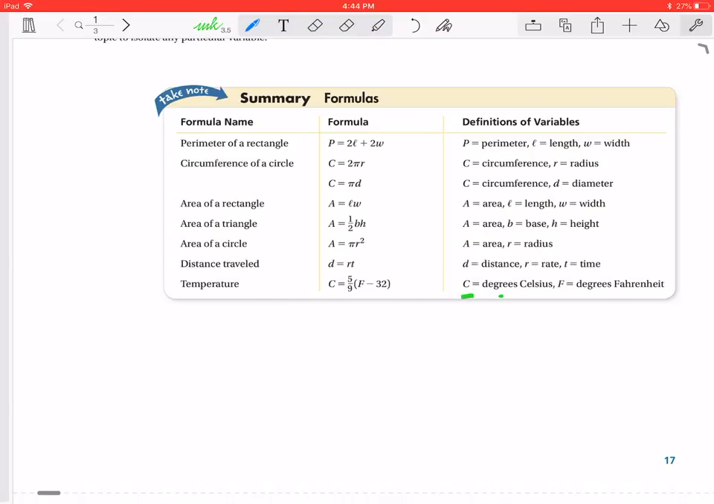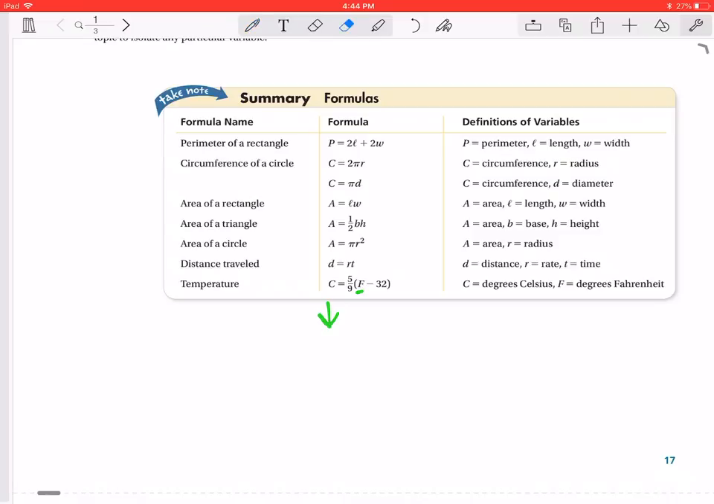The temperature is a formula given. The temperature is C in Celsius, is equal to 5/9 times F, the Fahrenheit, minus 32. Now, understanding the relationship will allow me to solve for F. Just for example, I can take my temperature, and instead of having it be C equals, I can now solve for F equals.